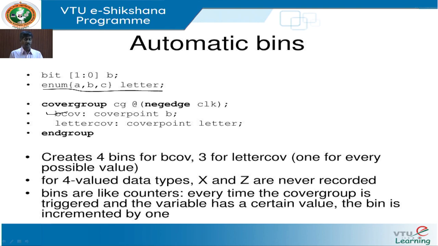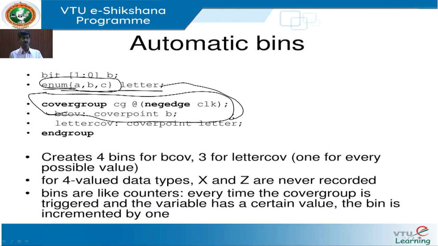Automatic bins: bit 1:0 B, enum ABC letter, cover group with this. So this is the same as what we have done. What we are doing is creating a bin. The bins are the ABC values. So I will take these 4 bins for B converter, that is 00, 01, 10 and 11, and for letter convert I put 3, one for every possible value, that is 00 for A, 01 for B, 10 for C, and another one is left out.